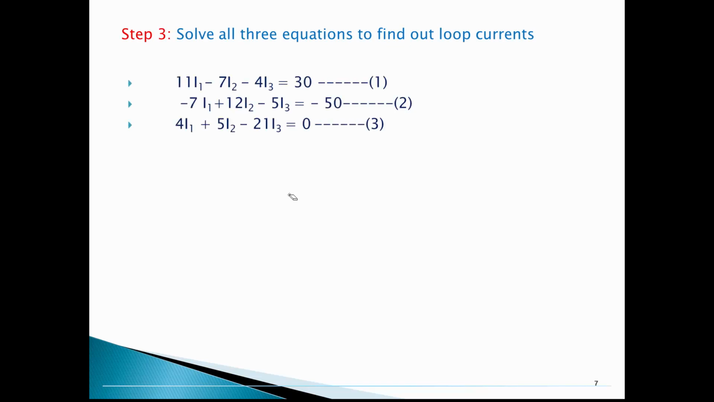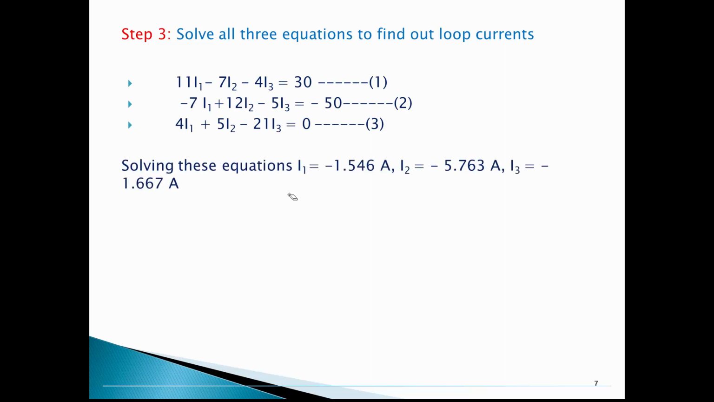And the next step is to solve all these 3 equations and find the loop currents. So these are the 3 equations we found for the earlier circuit. Solving these equations, we get I1 as minus 1.546 and I2 as minus 5.763 amps. Finally, I3 as minus 1.667 amps.